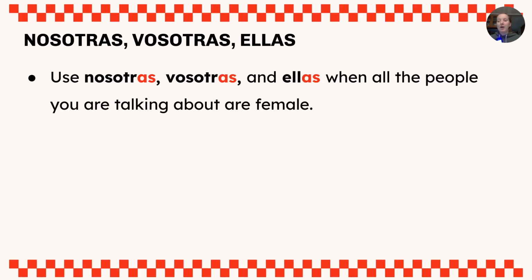We also have nosotras, vosotras, and ellas. When do we use these? These are the feminine forms of all these plural subject pronouns. So we use nosotras, vosotras, and ellas when all of the people that we are talking about are female. In order to use the "as" ending, every single person in the group has to be female. If you throw one guy in there, then those words resort back to the masculine form with the "os" at the end.